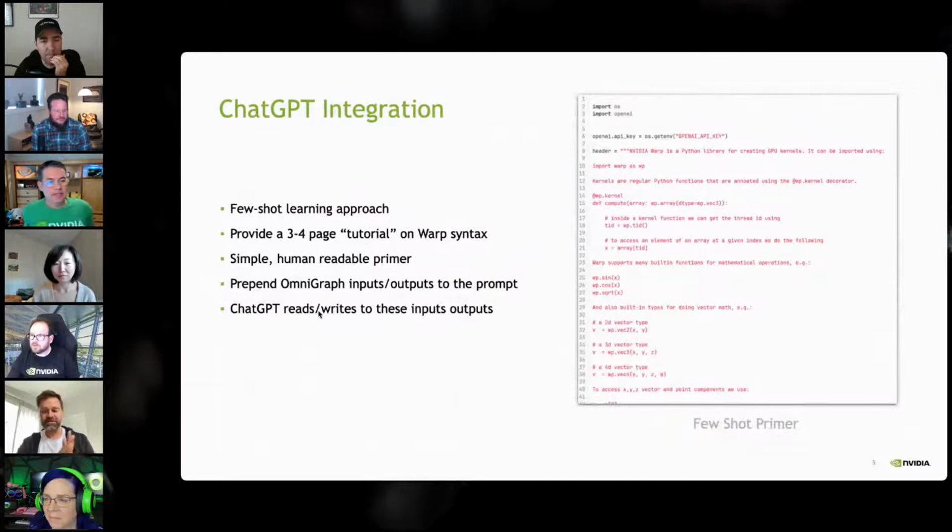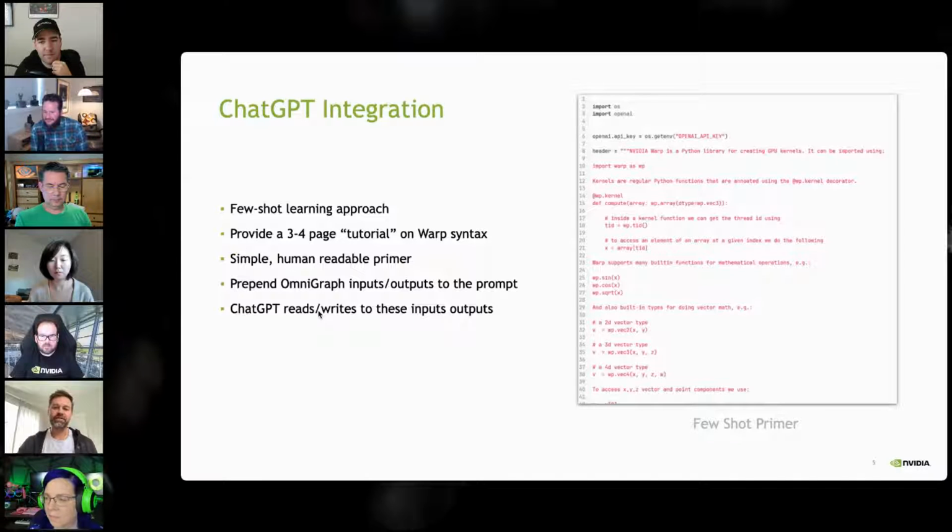Just to give a sense of what it looks like on the back end, we're using a similar approach to what Mario described, because ChatGPT in its training never saw Warp code. Warp wasn't released when it was trained, so it couldn't have. And so we use this few-shot learning approach, where we write a small primer on what Warp is and how to use it. This is just around two or three pages, a snippet of documentation, a subset of our full docs.